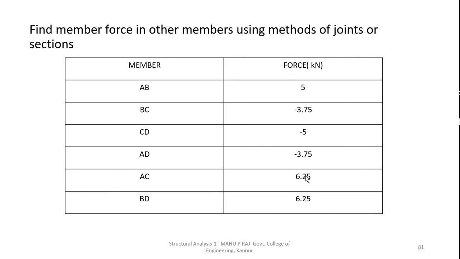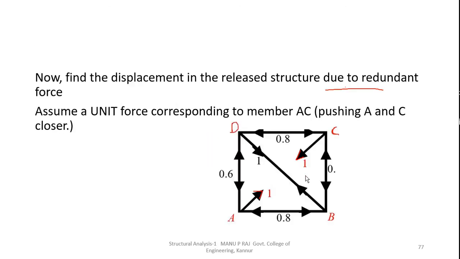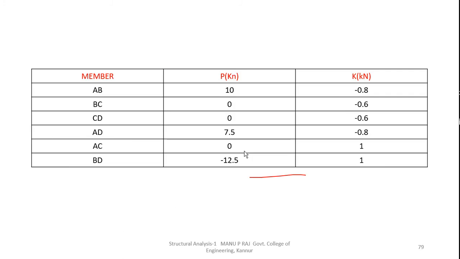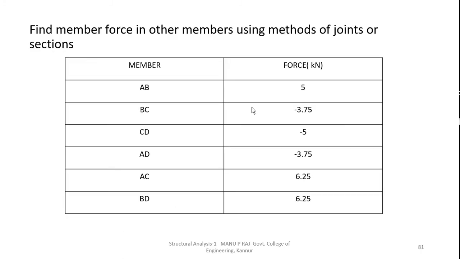Now find the member forces in the other members using the method of joints. If you know the value of this force AC, we can find all other members using the method of joints. If you know the value of AC, this is no longer a statically indeterminate truss; it is a determinate truss. So we can find all the member forces using the method of joints. The member forces will be like this.